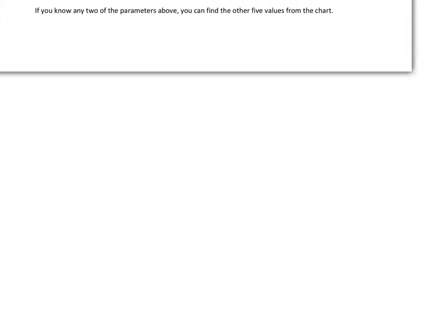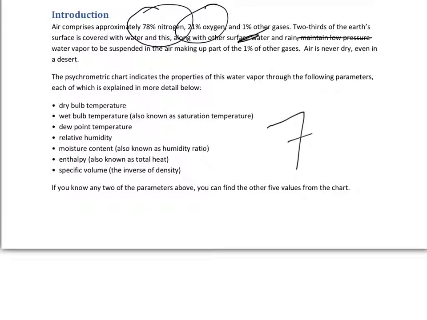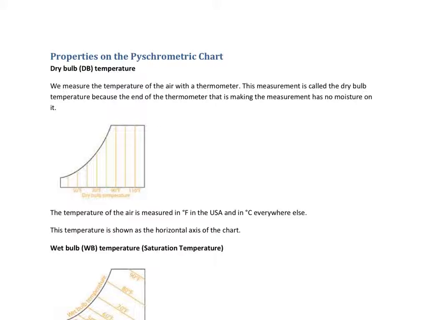Let's see what we got here. We'll just move pages. I think we have to do it by page. So the first one we'll talk about is this dry bulb temperature. So this concept is very straightforward.